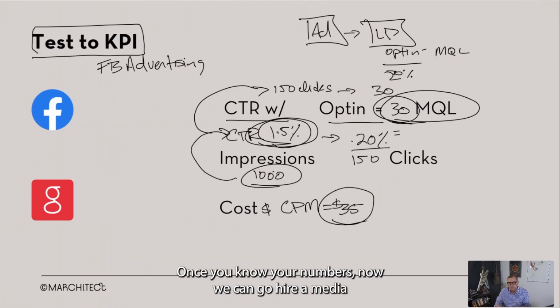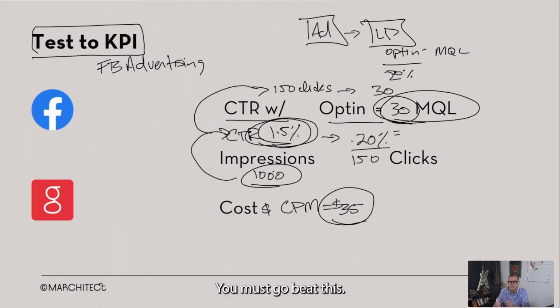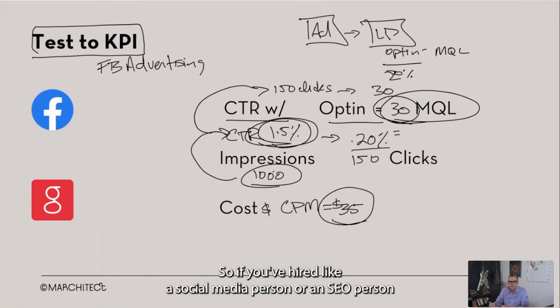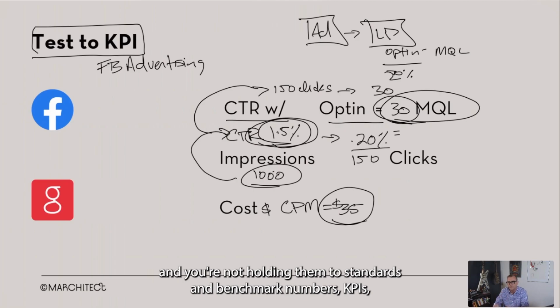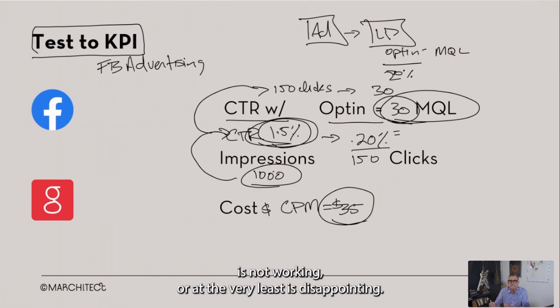With this system, once you know your numbers, now we can go hire a media buyer and say, hey, here's the goal. Here's our baseline numbers. You must go beat this. So if you've hired like a social media person or an SEO person, and you're not holding them to standards and benchmark numbers, KPIs, then that is probably why your marketing is not working, or at the very least is disappointing you. So the key to this, the whole system, is you gotta know your numbers.